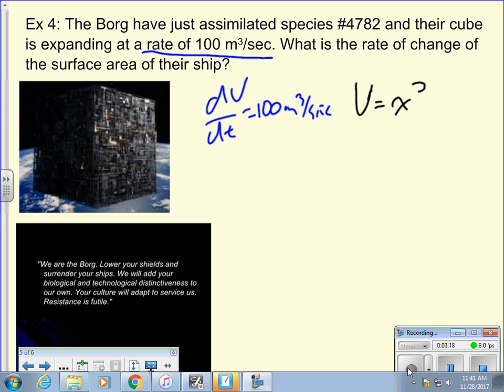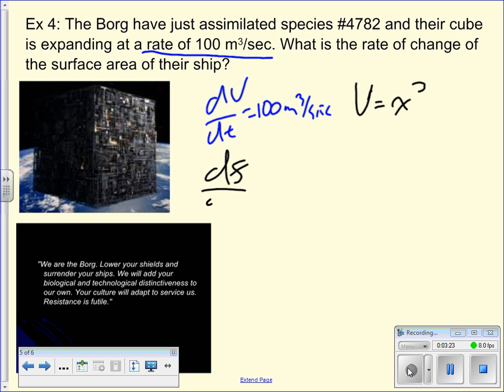What am I being asked to find? Change in surface area. I'm looking for dS/dt. But wait a minute, I have the volume related to the edge length, not surface area. So I've got an issue here, don't I? Can I go directly from volume to surface area? Not really. You kind of can, but boy, it's going to be something really ugly.